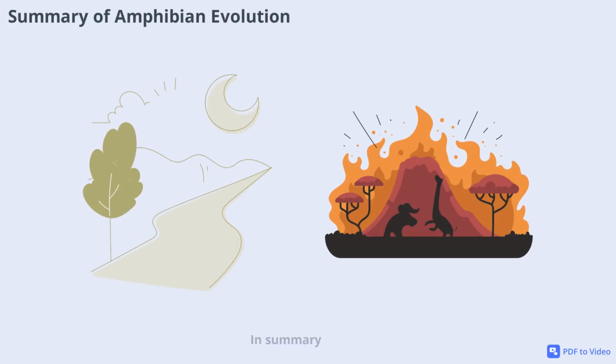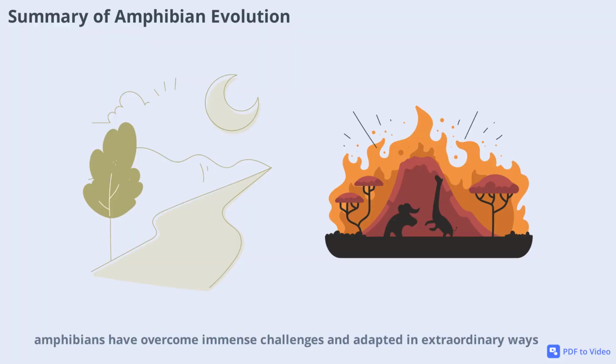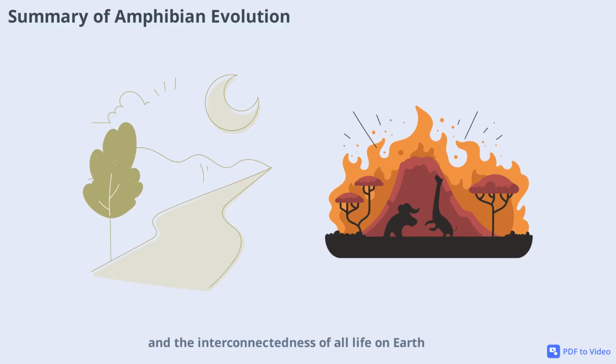In summary, the origin of amphibians is a story of remarkable evolutionary innovation. From their beginnings as lobe-finned fishes to their successful colonization of land, amphibians have overcome immense challenges and adapted in extraordinary ways. Their journey highlights the dynamic nature of evolution and the interconnectedness of all life on Earth.